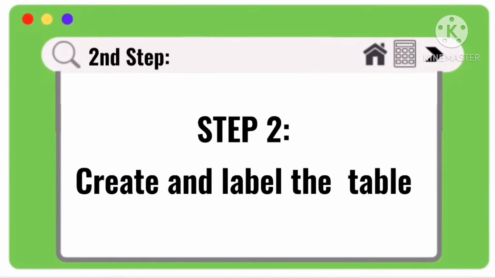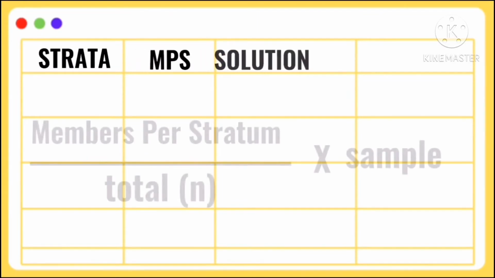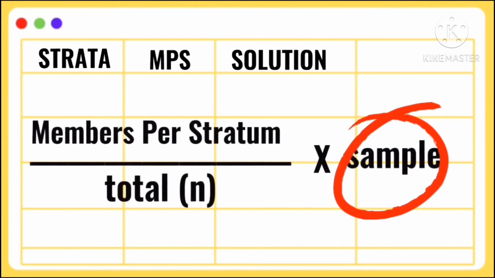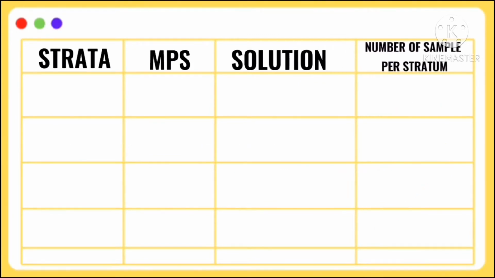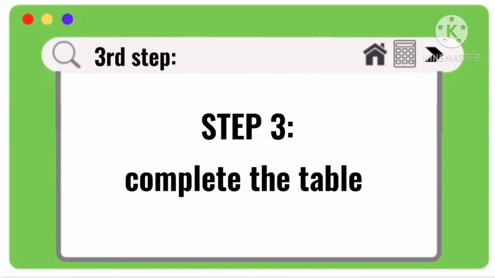After we have gathered our data, our next step is to create and label our table. We label our first column strata, followed by MPS or members per stratum, followed by a solution with the formula of members per stratum over total number of students times our sample. And lastly, we label our last column number of samples per stratum. After labeling, we shall now complete our table.